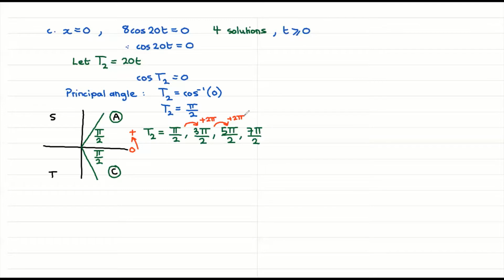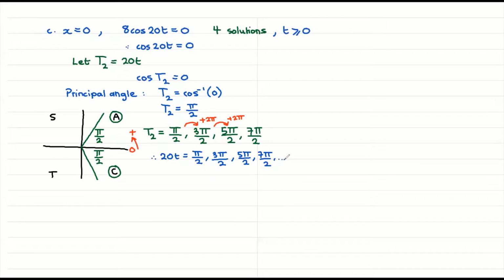All right, so we've got our T2s. Now we can replace the T2 with 20t. So therefore, 20t is going to equal all the same stuff. So pi over 2, 3 pi over 2, 5 pi over 2, and 7 pi over 2. Okay, so you're adding 2 pi in the numerator each time, and we could go on with that, but we've got 4 solutions there.